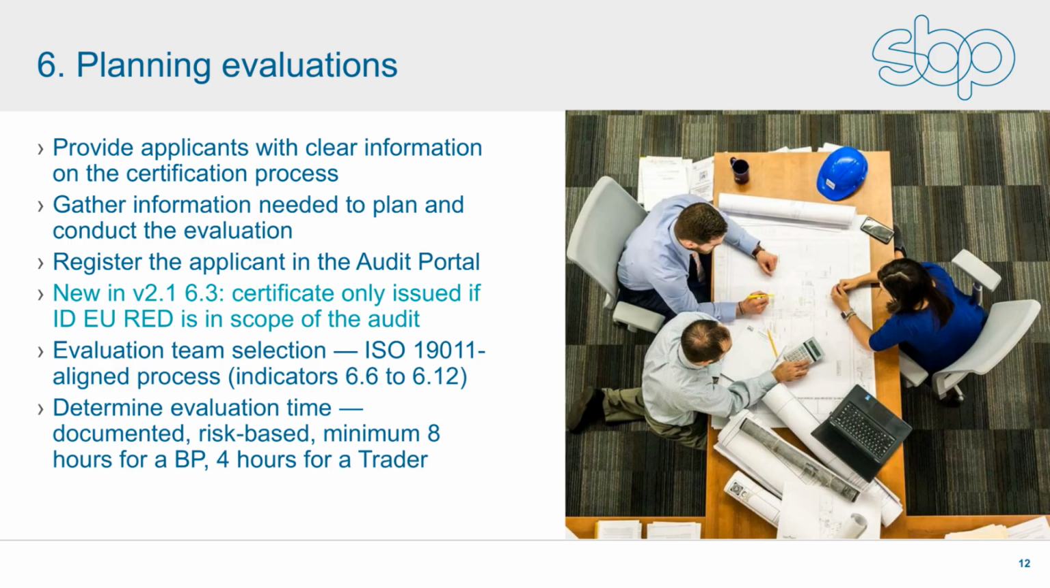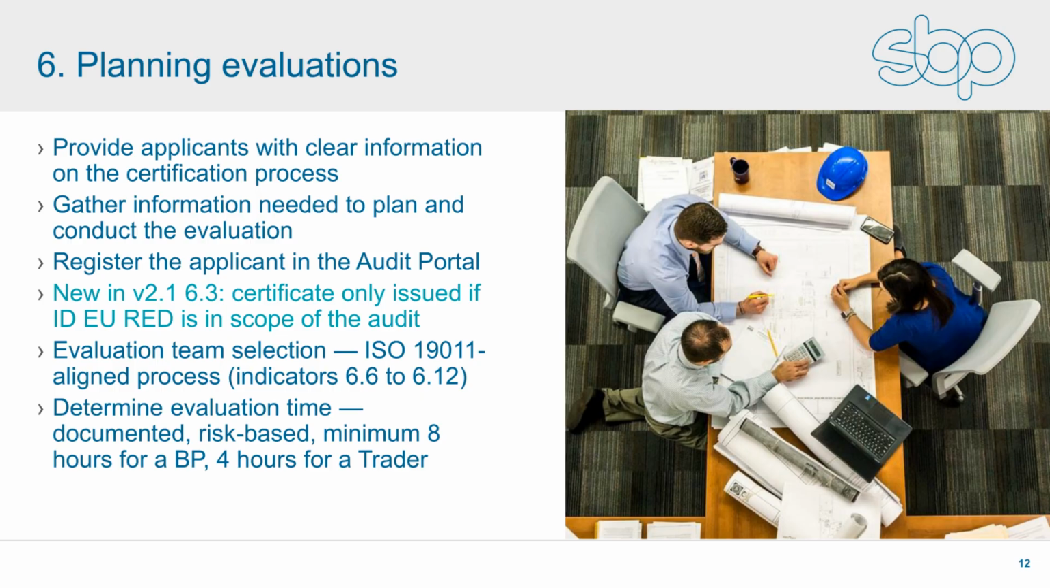Version 2.1 adds a new requirement at indicator 6.3, SICIT. Before the evaluation, the certification body must inform the applicant that an SBP certificate can only be issued if the instruction document EU Red is included in the scope of the audit. This is a pre-evaluation communication requirement. Make sure your application correspondence reflects it.